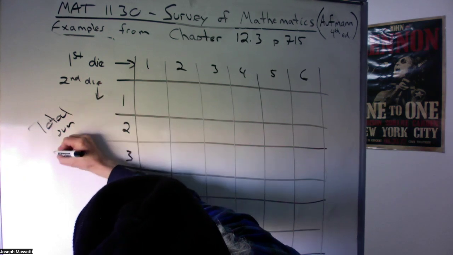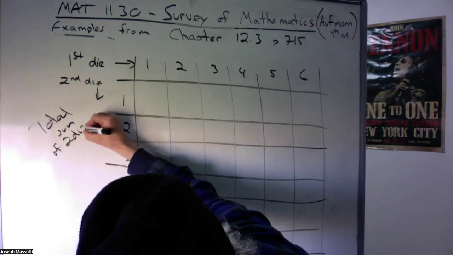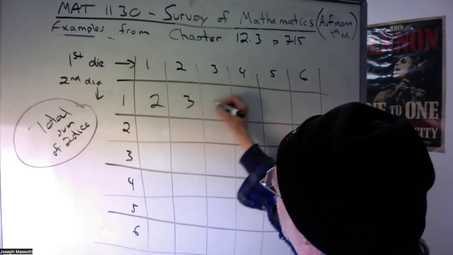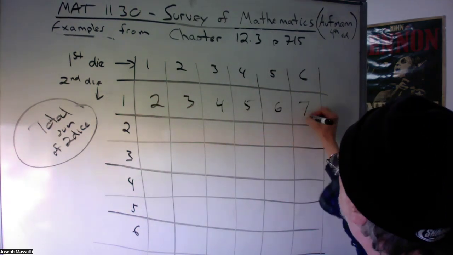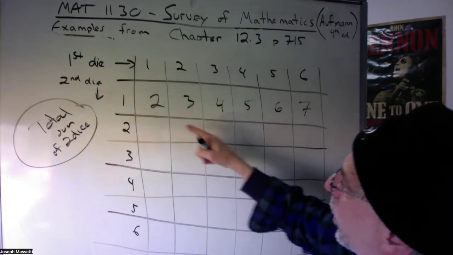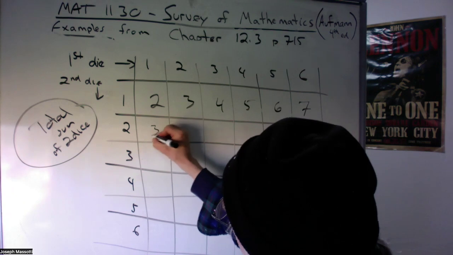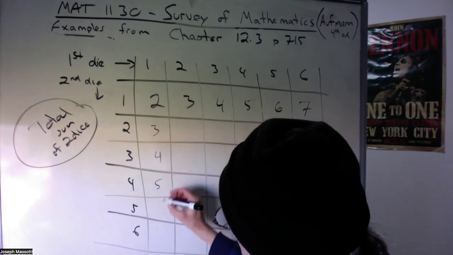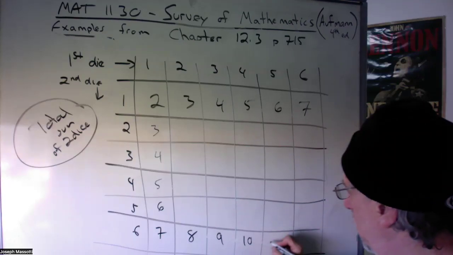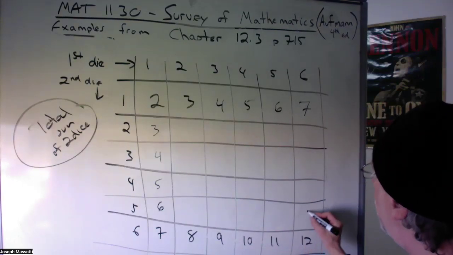Total sum of 2 dice. All right, so 1 and a 1 is going to give us a 2, 3, 4, 5, 6, 7. If we roll a 2 and a 1, we get a 3. If we roll a 3 and a 1, we get a 4. If we roll a 1 and a 2, we get a 3. And you can easily see how this table is going to be filled out.